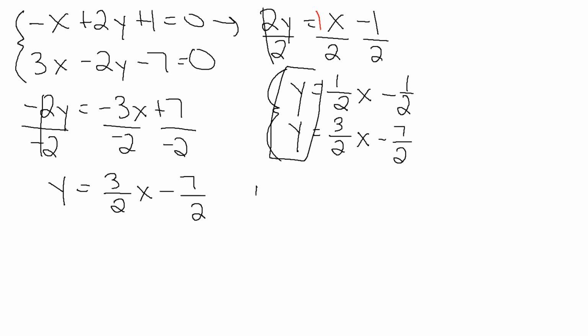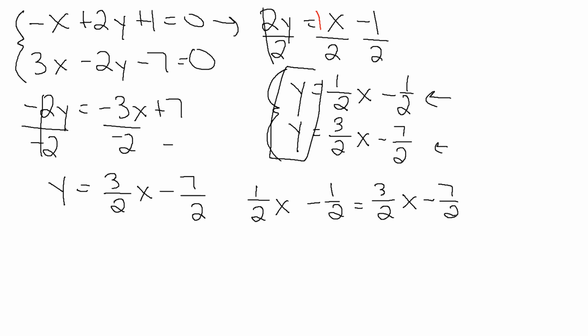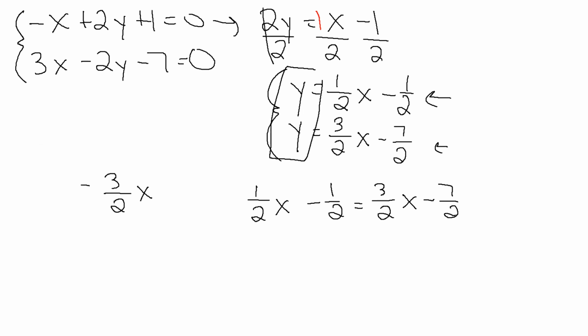So I have 1/2 x minus 1/2. That's that equation. Equals 3 over 2x minus 7 over 2. That's that equation. I'm going to clean this up a little bit. Hopefully you wrote that all down. If not, back the video up and write it down because it's getting too messy on here.